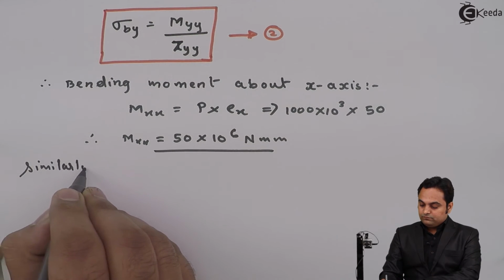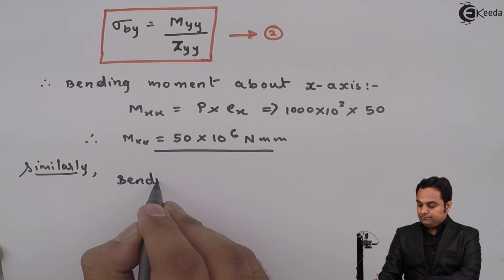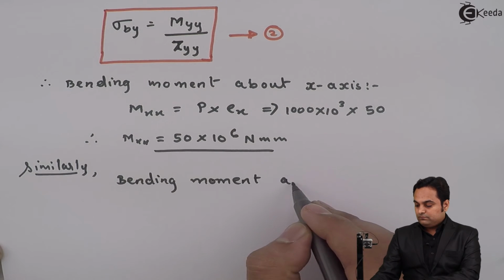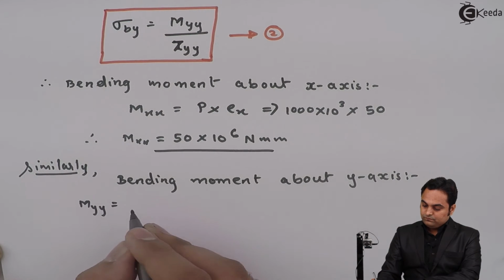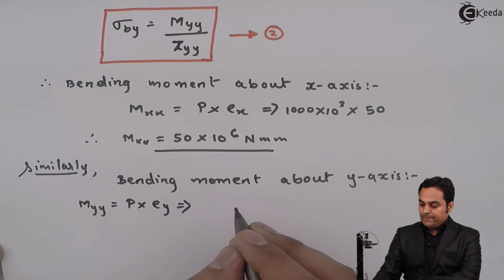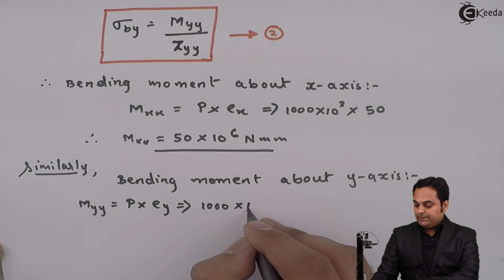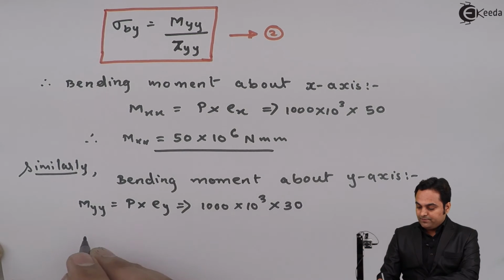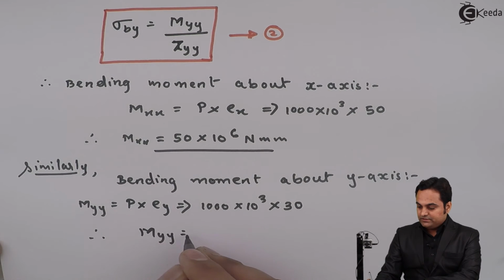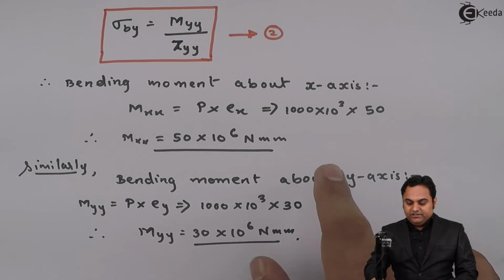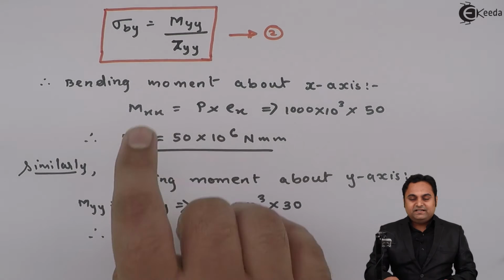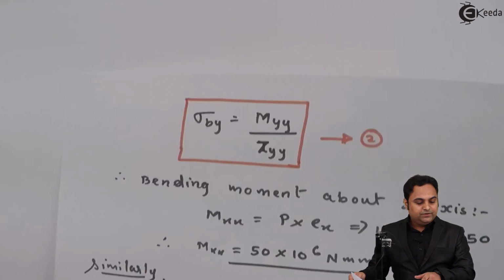Similarly, bending moment about y-axis is equal to P into Ey. Load 1000 into 10 raised to 3. Eccentricity was 30 mm. So bending moment about y-axis is 30 into 10 raised to 6 Newton mm. So now, after getting bending moment at xx and yy, we are going to find Zxx, Zyy, that is section modulus value, because it is required in the calculation of bending stress.